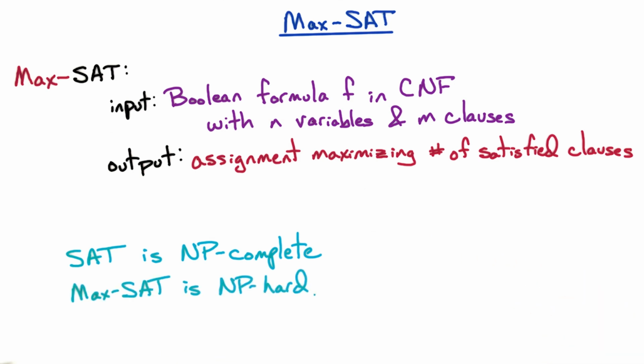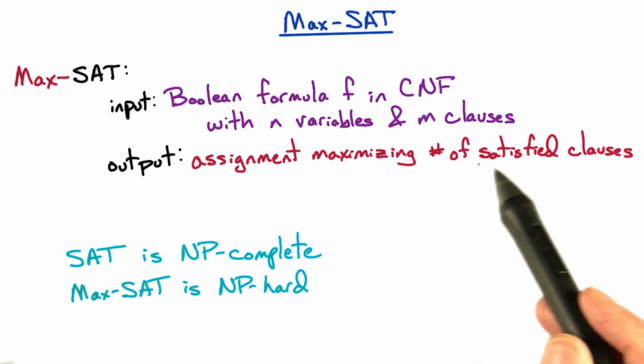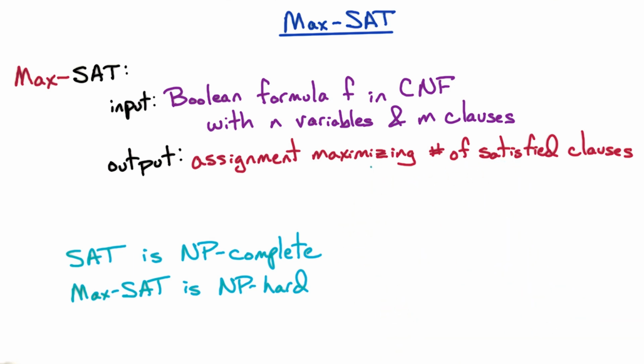In particular, the max SAT problem is NP hard. It's no longer a search problem, so it's no longer in the class NP, because we have no way of verifying that the number of clauses satisfied is maximum. But clearly, this max SAT problem is at least as hard as the SAT problem. It's straightforward to reduce SAT to max SAT, and therefore max SAT is NP hard. So once again, we can't hope to solve the max SAT problem in polynomial time. Instead, we're going to aim to approximate the max SAT problem. And to do that, we're going to use linear programming.